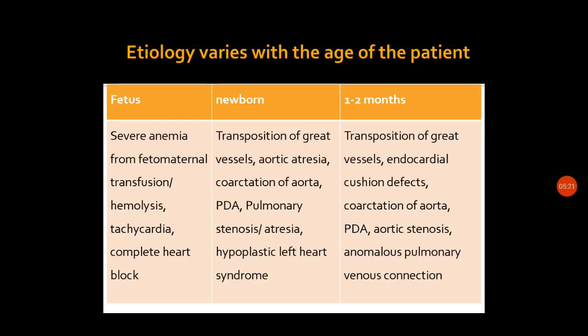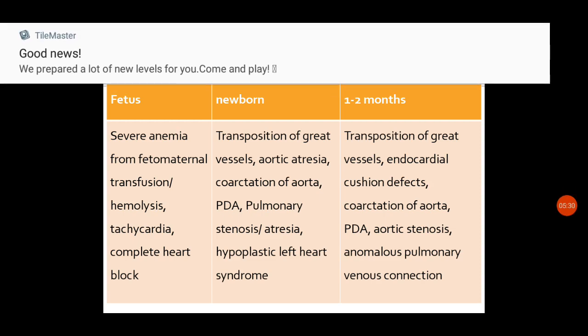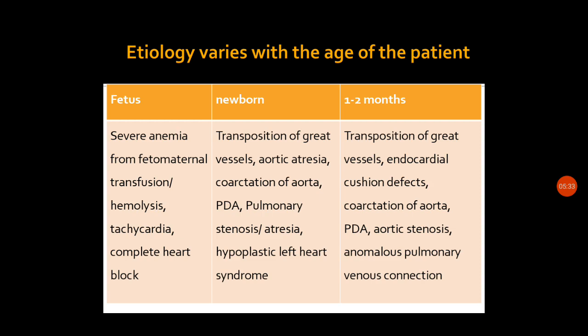The etiology varies with the age of the patient. In a fetus, CCF can be because of severe anemia from fetal-maternal transfusion, hemolysis, tachycardia, or complete heart block. In a newborn, it can be because of transposition of great vessels, aortic atresia, coarctation of aorta, patent ductus arteriosus, pulmonary stenosis or atresia, or hypoplastic left heart syndrome. At 1 to 2 months, it can be because of transposition of great vessels, endocardial cushion defects, coarctation of aorta, patent ductus arteriosus, aortic stenosis, or anomalous pulmonary venous connection.